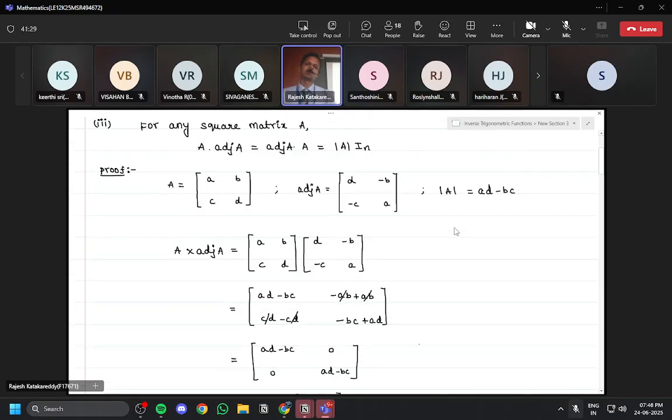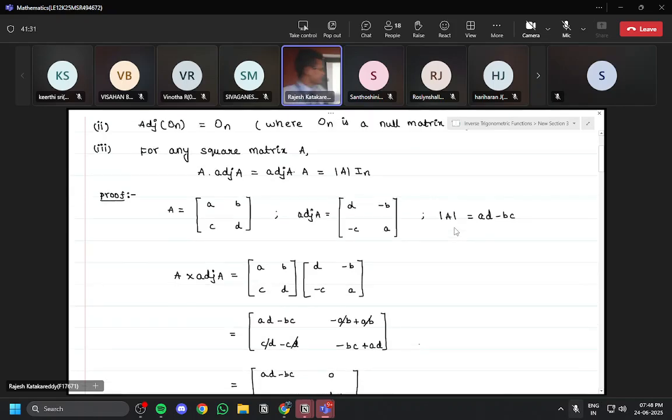This is an important theorem. From here only we will find the inverse of the matrix.